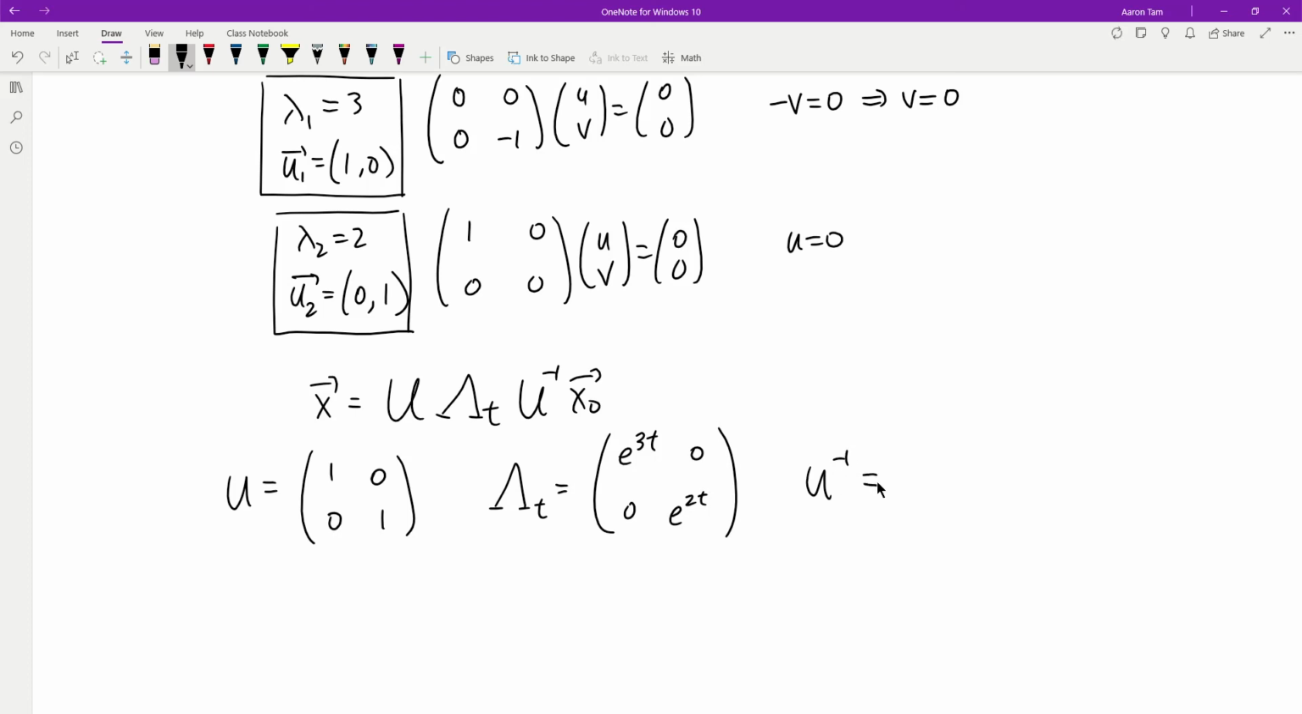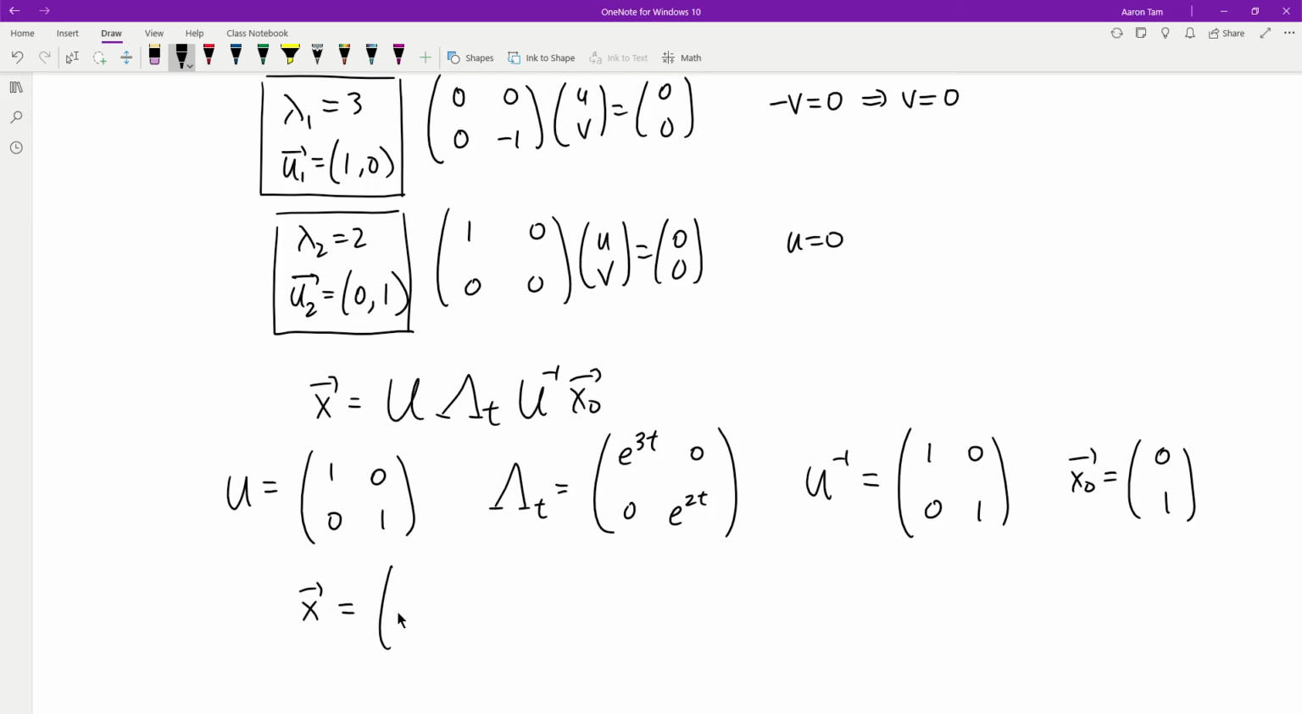Well, notice that U is actually the identity matrix. So what is the inverse of the identity matrix? What do you think? When you multiply the identity matrix with what would always give you the identity matrix back? Well, guess what? The identity matrix is its own inverse. And we do know that vector x sub 0 is (0, 1). So now I'm going to construct my solution.